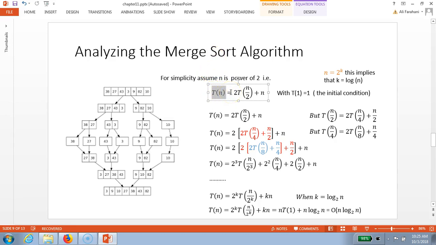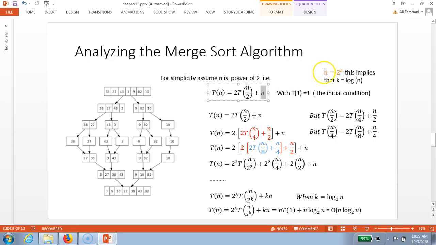And that is equal to 2 times the time it takes to sort a list of n over 2 elements, and then it takes n steps to combine these two sorted sublists. So that's how you should understand this equation: where the 2 times T of n over 2 comes from, and then that n, which represents the work that goes into merging the two sublists.